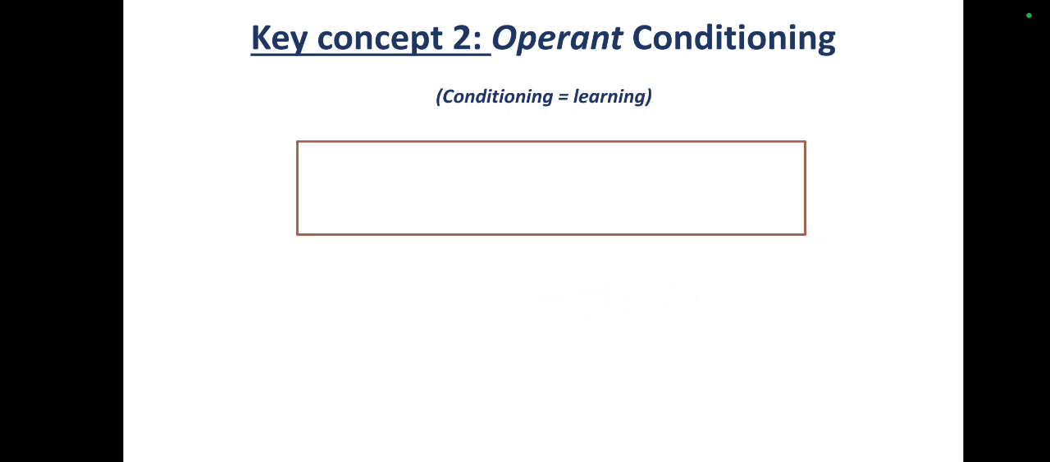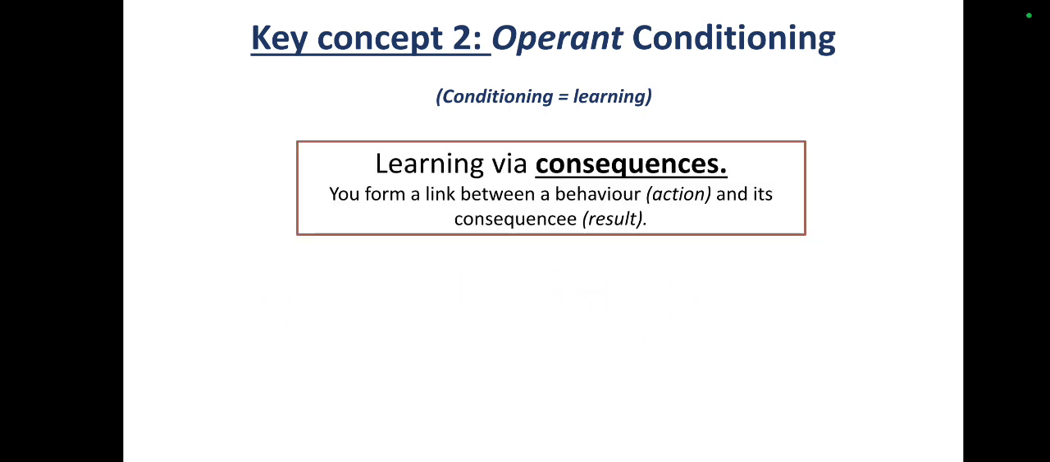Okay, so operant conditioning, again, if you've got your booklet in front of you on page 8, let's highlight some of the key terms. Operant conditioning is learning via consequences, where we form a link between a behaviour, so an action, and its consequences, which are the results.